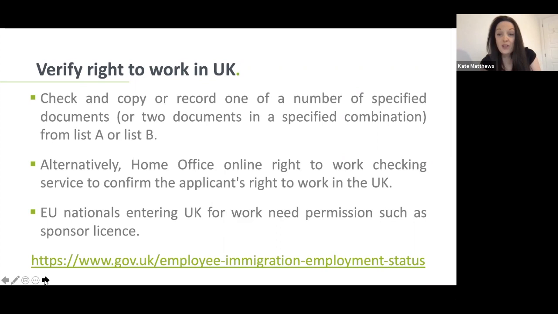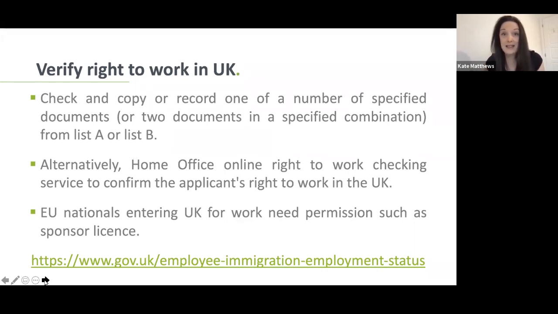In terms of, do you have to check regularly? No, you have to check on commencement of employment. But the really important thing is you have to check before they join you. There's something called a statutory excuse. And it means that if you check the documents on the first day, you lose the statutory excuse because you've already employed somebody who doesn't have the right to work in the UK.